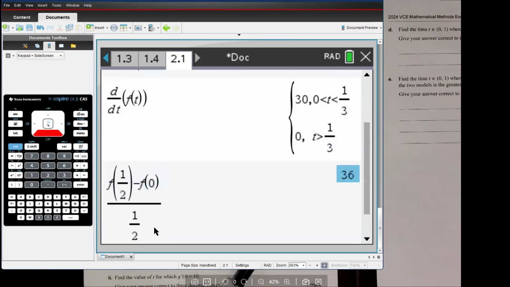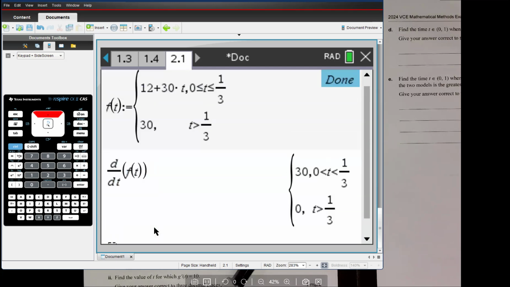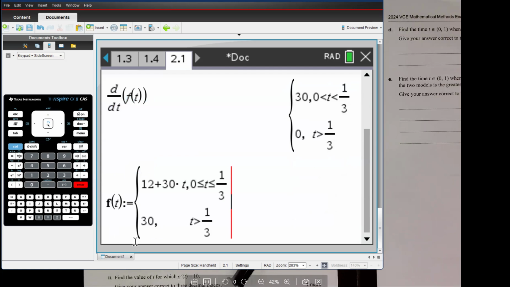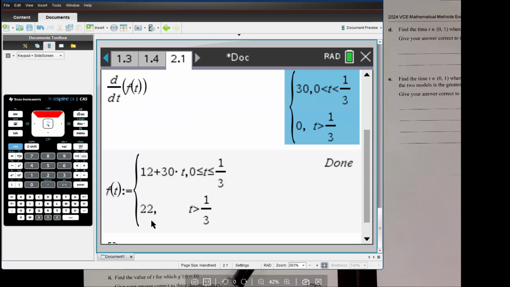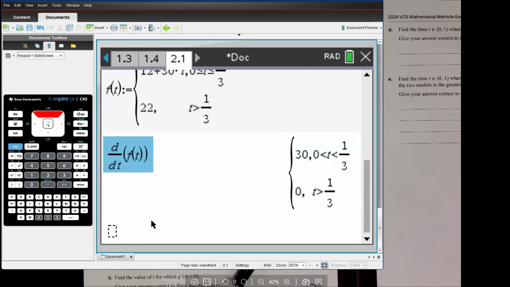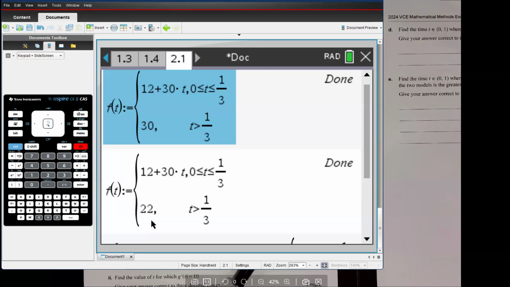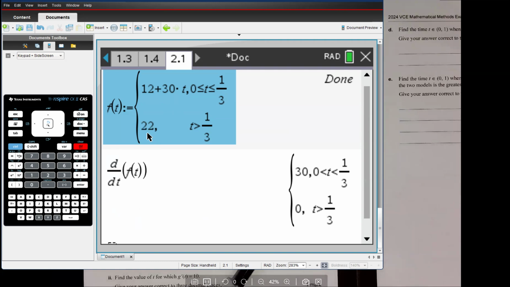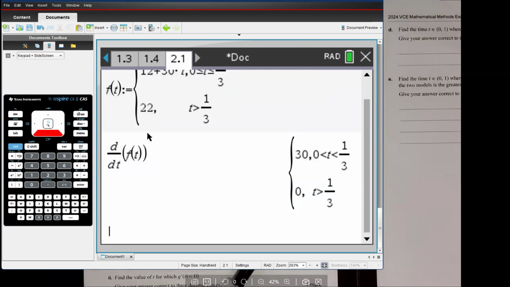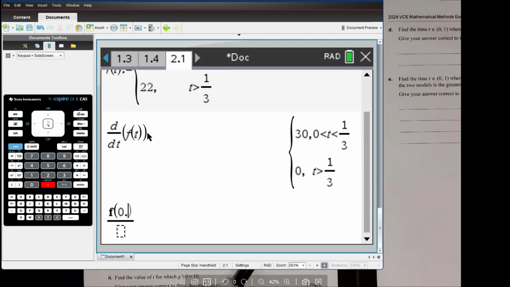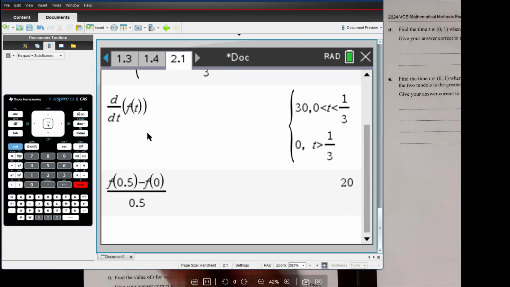Oh, no, actually, bear with me. I actually typed in the wrong equation. It has to be 22 here. Even though it doesn't influence my derivative, it does influence my average rate of change. So you have to be very careful. I was influenced by this number 30. Actually, this should be 22, okay? So let's fix that. f of 0.5 minus f of 0, divided by 0.5, gives 20. That looks much better.